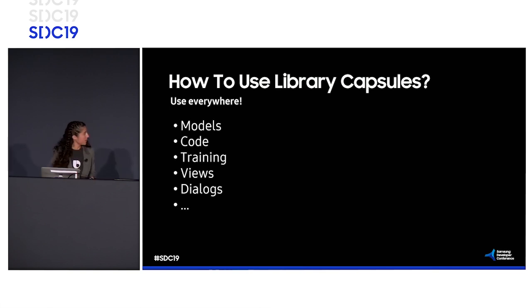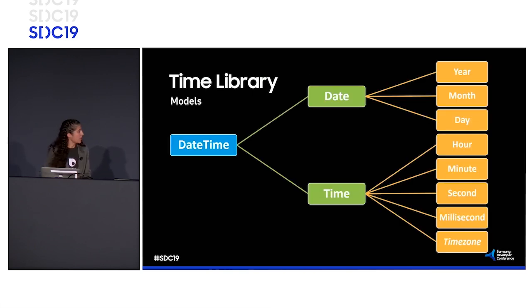So moving forward, you'll be able to use those library capsules everywhere in your capsule using those aliases that we declared earlier. So I think the best way to really see what that means is to go through an example. Here I'll show you how to integrate the time capsule into the movie search capsule that we saw earlier.